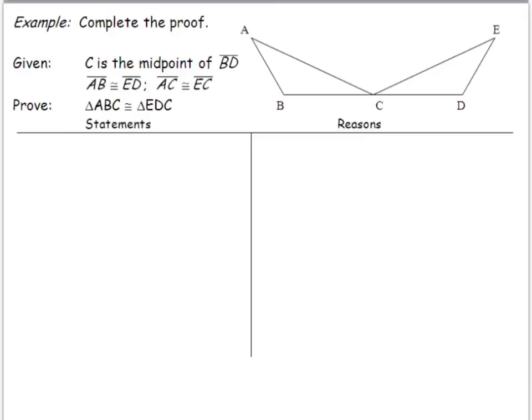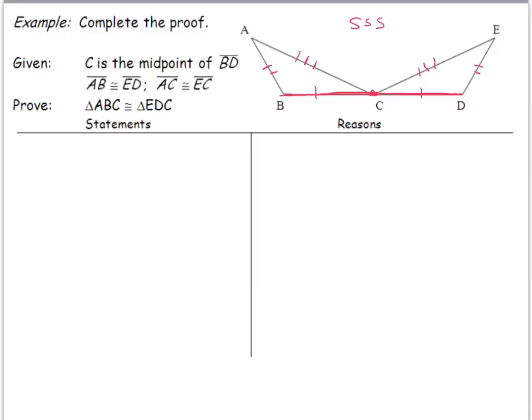Last but not least, we're going to have you complete a proof before we finish up. So they tell you that C is the midpoint of BD. You should know automatically that a midpoint cuts a segment into two congruent pieces, so I would mark those congruent pieces. It also tells you AB is congruent to ED, and then it tells you that AC is congruent to EC, and they want you to prove that these two triangles are congruent. Well, right away, just doing that labeling, you should see 3 sides congruent to 3 sides, so we should end up with side, side, side.